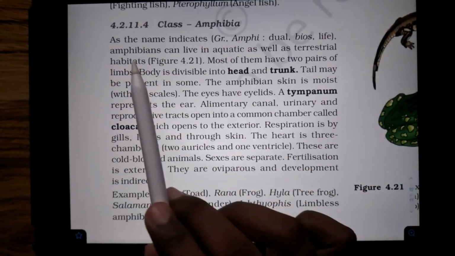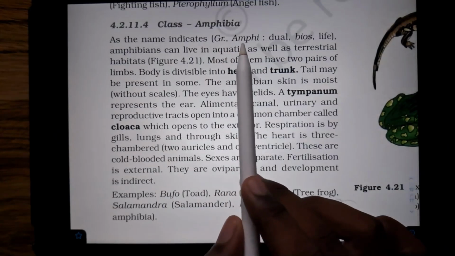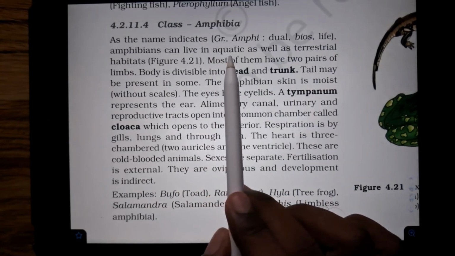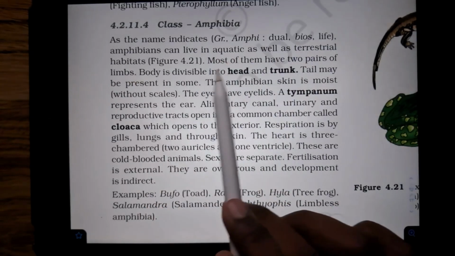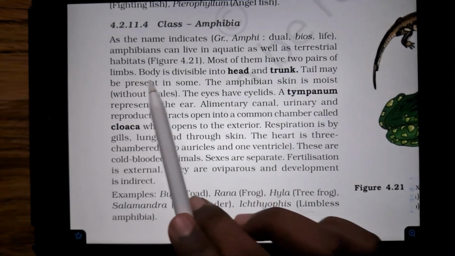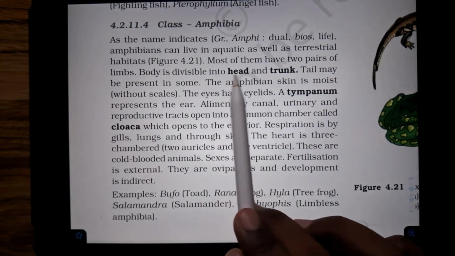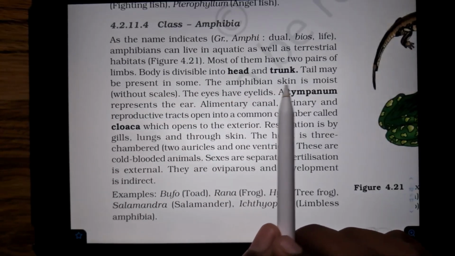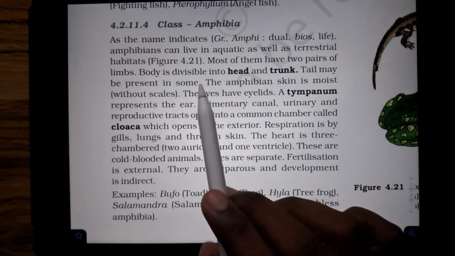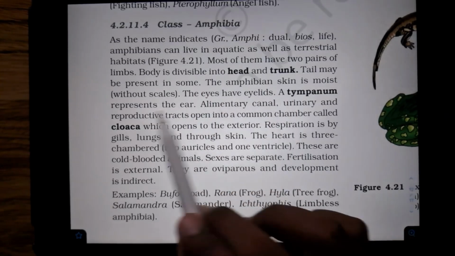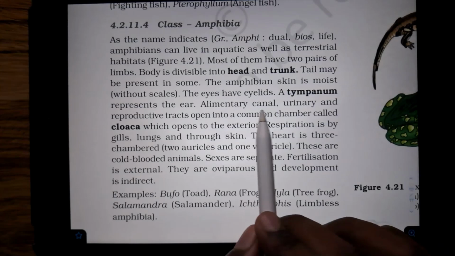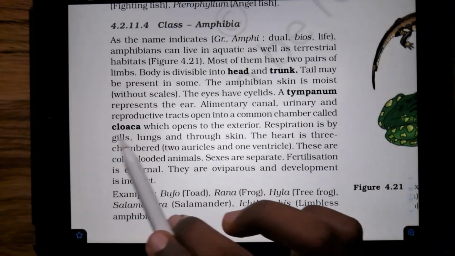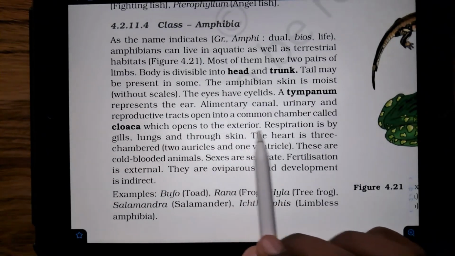Class Amphibia. As the name indicates, it is Greek. Amphi means both, bios means life. Amphibians can live in aquatic as well as terrestrial habitats. Most of them have two pairs of limbs. Body is divisible into head and trunk. Tail may be present in some. The amphibian's skin is moist without any scales. The eyes have eyelids. A tympanum represents the ear. Alimentary canal and urinary and reproductive tracts open into a common chamber called cloaca, which opens to the exterior.